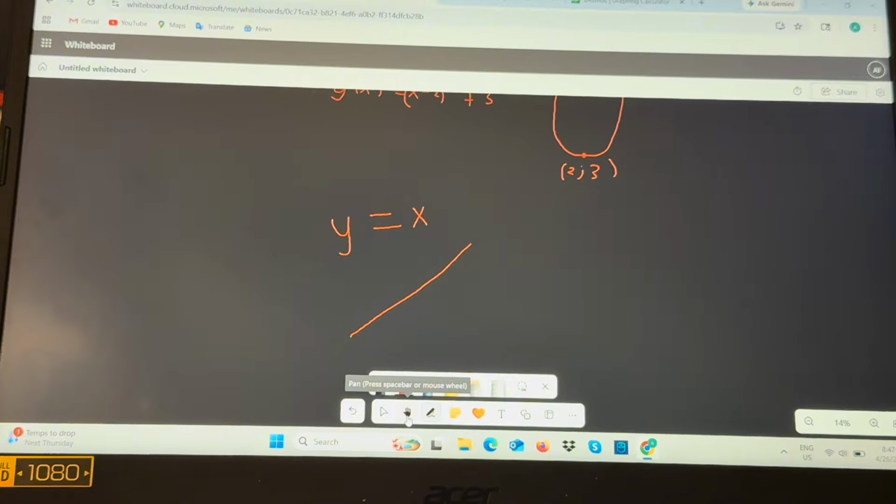So basically, inverse functions are reflections across the line y equals x. This means that every point, which can be (a, b), on the original function becomes (b, a) on the inverse function.